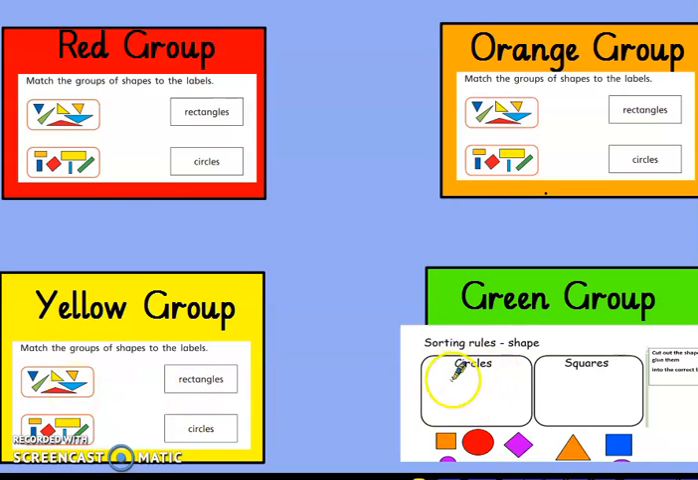Green group, you're doing a sorting. So you've got to cut out the shapes and you've got to glue them into the correct box. So you're going to cut out your circles and stick them in the circles box. You're going to cut out your squares and stick them in the squares box. Okay. If you haven't got scissors and glue, the other way you can do it is draw a line from the shape and put it in the right box. So squares go in the squares box, yeah, and circles go in the circles box. And just make sure it's clear to see which groups you would sort them into.